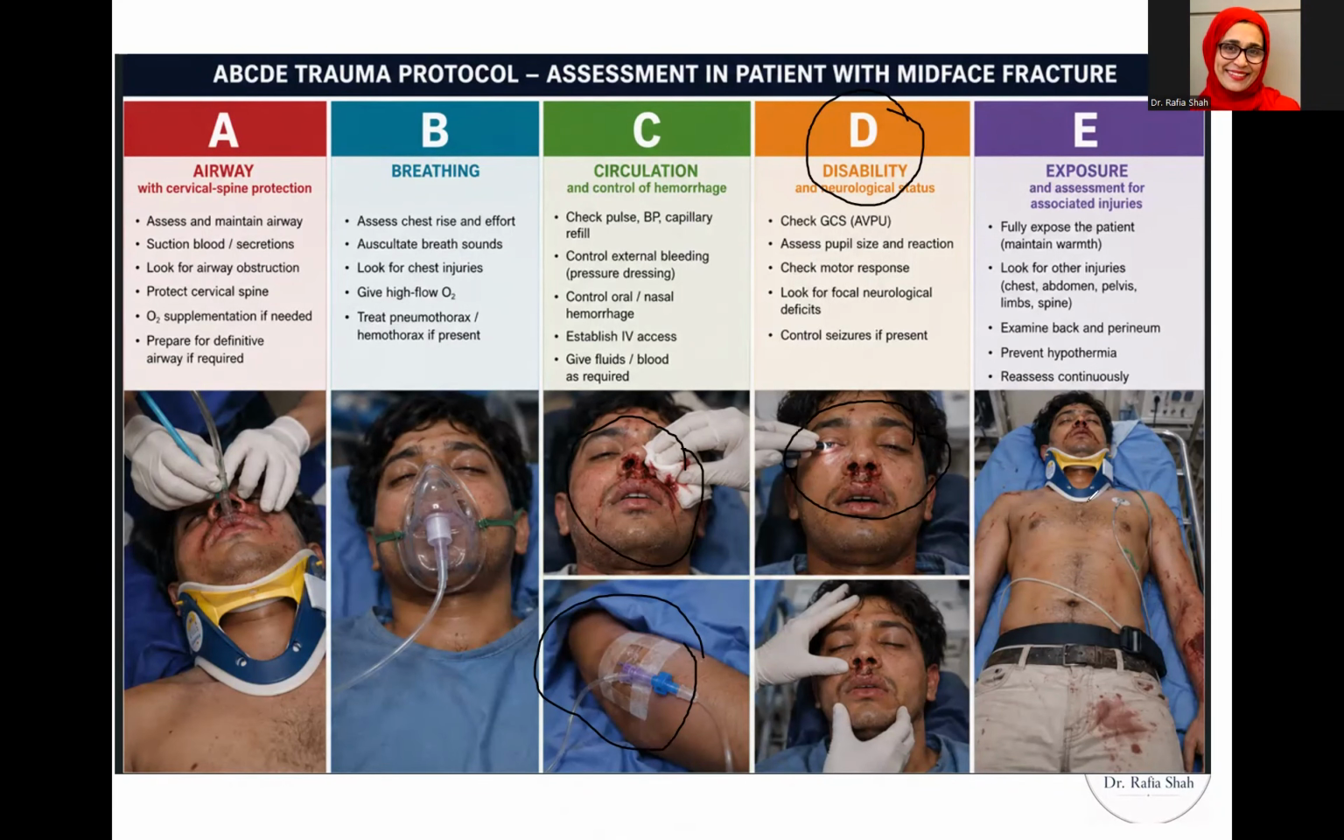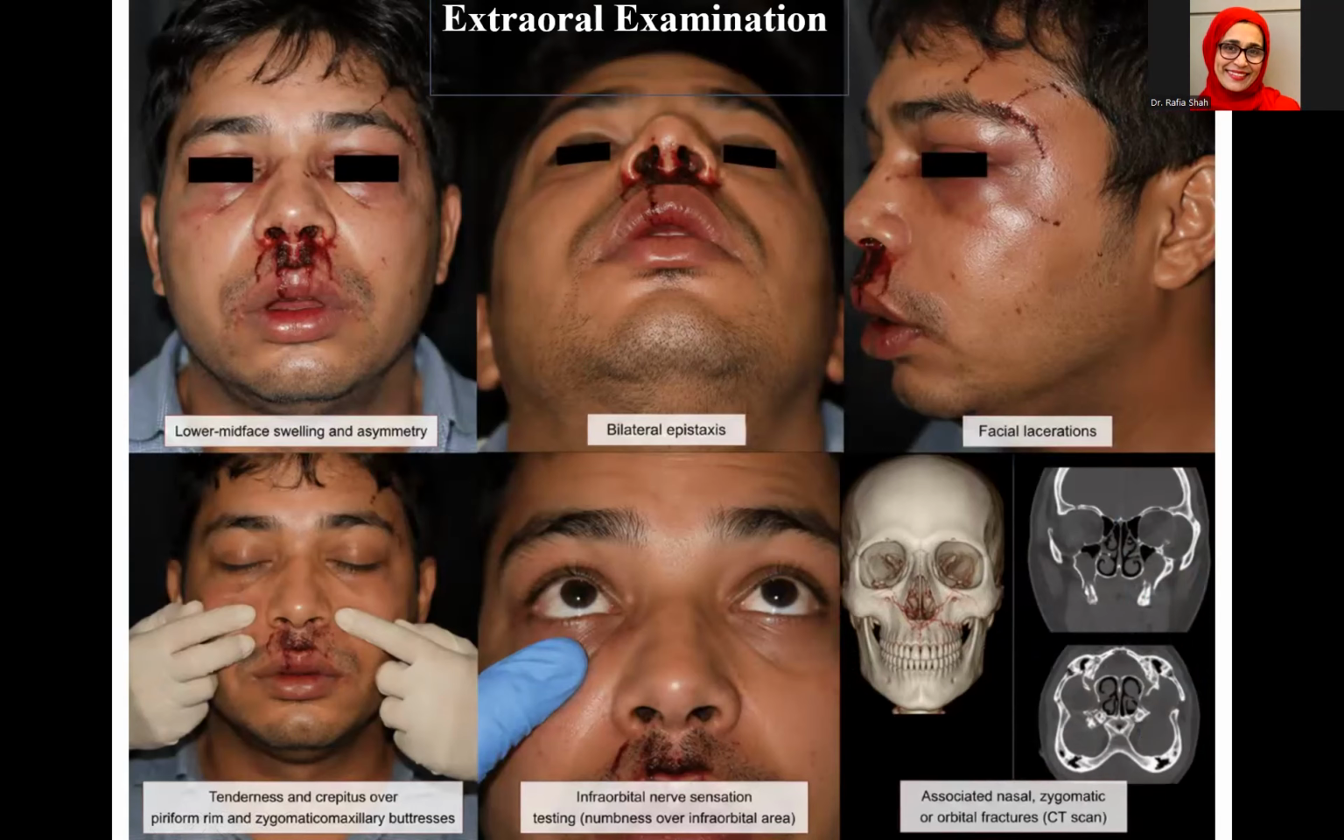Then you need to see the chest of the patient, abdomen, the limbs, the spine, the extremities, and everything, to be assured that the patient has no other injuries other than this facial fracture. So you need to rule out all these things by following the protocol called the ABCDE trauma protocol. Afterwards, we have to go for extraoral examination.